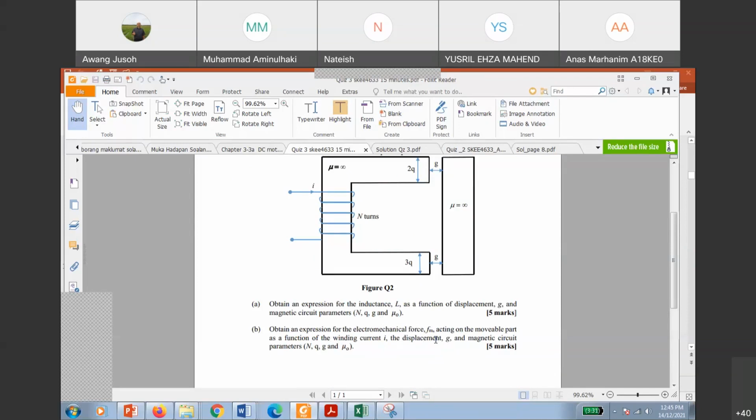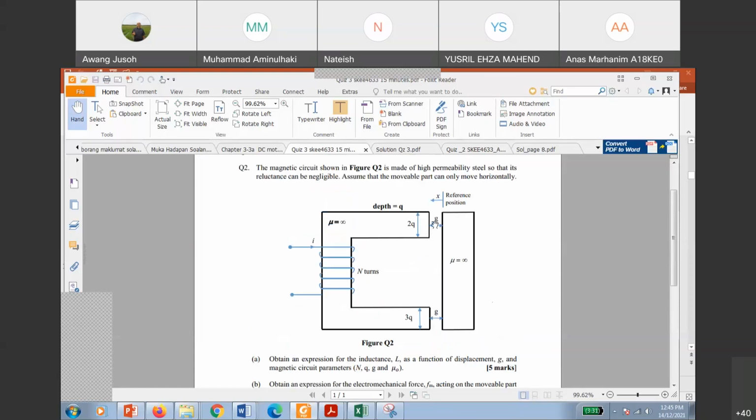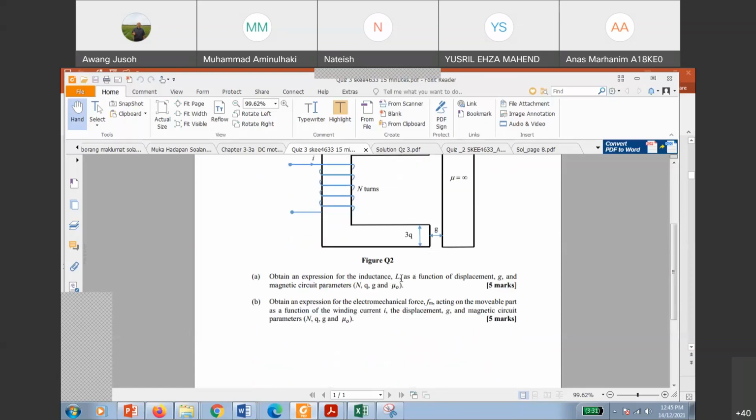Some of you answered correctly, but I think about 20% of you still use the differentiation of omega F over dx to find the force. It's not correct, because they didn't ask you to find energy here. They ask you to find the inductance only. So just use the inductance formula directly to find force.